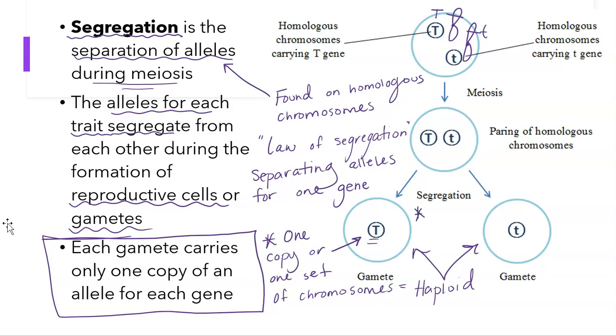Really important. So here we're only looking at one trait, so that's why I only see one allele in this gamete, but it would actually have an allele for every trait. So if we looked at flower color, big P, those would also be separated too. So again, this goes for every trait, only one allele.